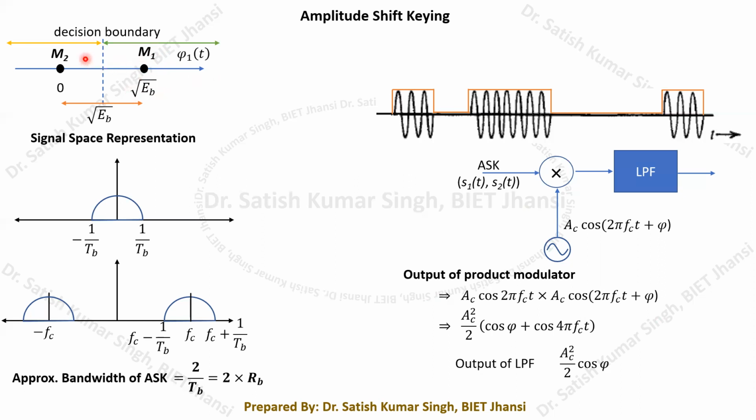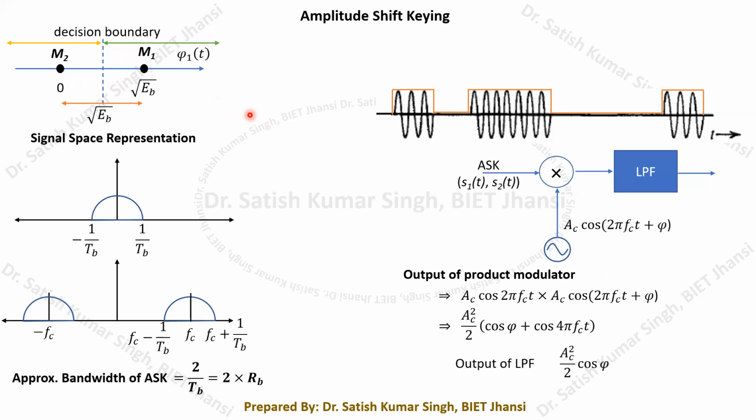this 1 will be treated as 0. The receiver will understand that the binary bit sent is 0, and that time an error will occur while receiving the signal. Similarly, if there is too much noise, and we have sent 0, but while receiving the magnitude is greater than root EB by 2, this 0 will be regarded as 1, and an error will occur at the receiving end.